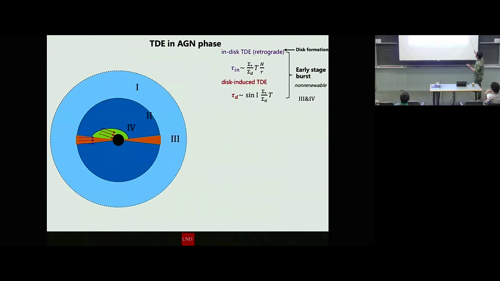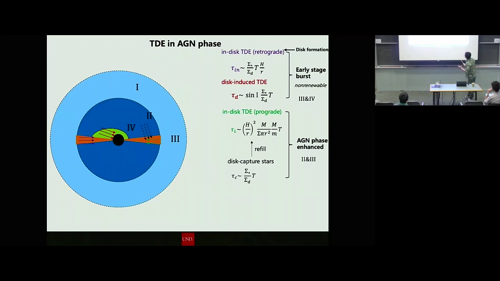This process is non-renewable because those retrograde orbiters cannot be refueled by any disk-star interaction, since disk-star interaction tends to align all these orbiters, and the relaxation time scale is too long to refuel stars in this region. Once the accretion disk has formed, we have a steady in-disk TDE from prograde orbits migrating by Lindblad resonance on this time scale. And the disk will constantly capture stars from region 2 and refill this. This process will provide an enhanced TDE rate in the AGN phase.